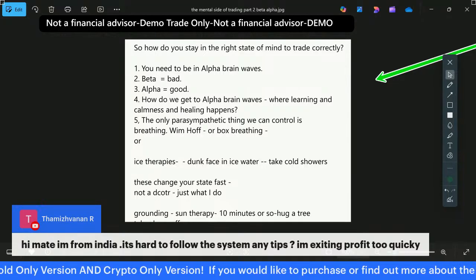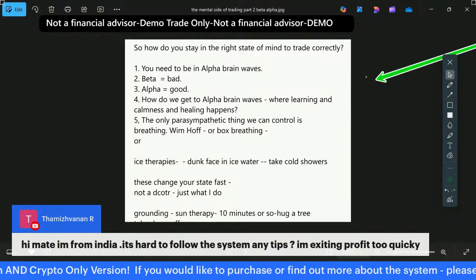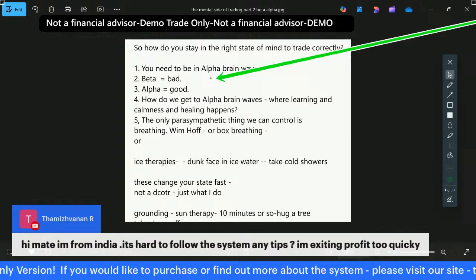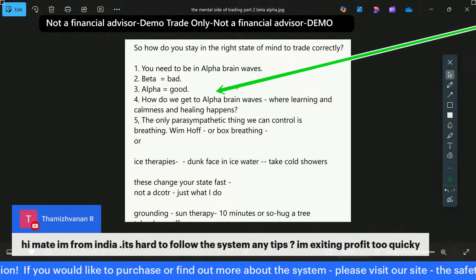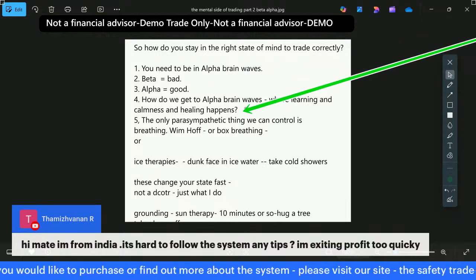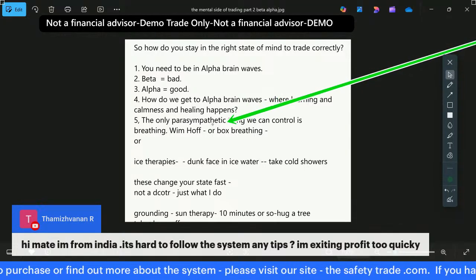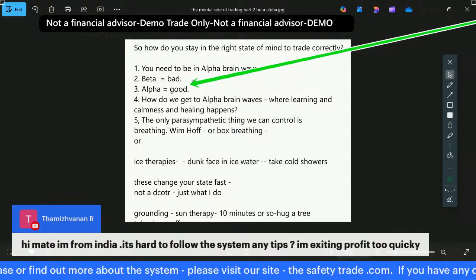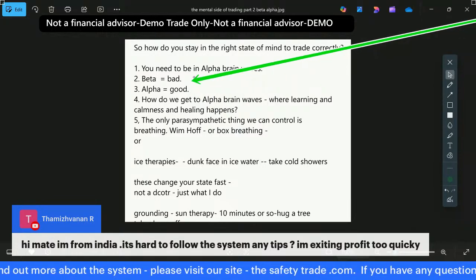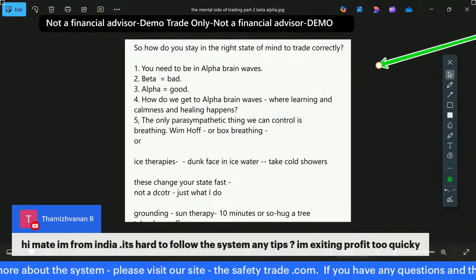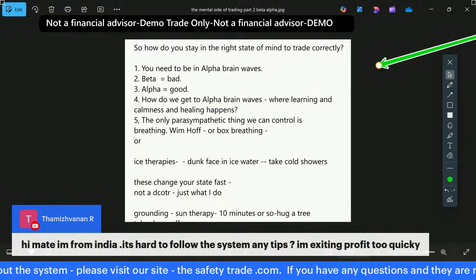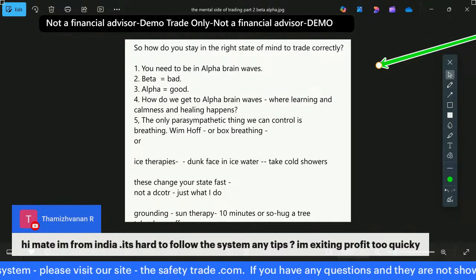Hi, mate from India. It's hard to follow system. Any tips? Yeah, follow the rules, but I'm going to be nice and try to help you. You need to be in alpha brain waves. How do you get into alpha brain waves? Where learning and calmness and healing happens. The only parasympathetic thing you can control is breathing. So, in other words, beta is bad. Beta is where all of the scared trading is. When you get in and out too fast, you lose. You don't trust the system.